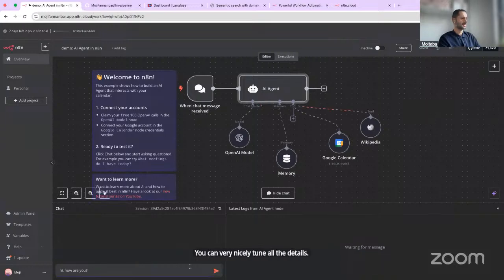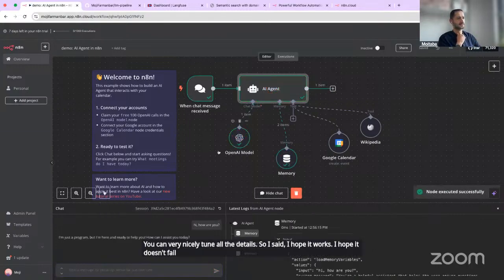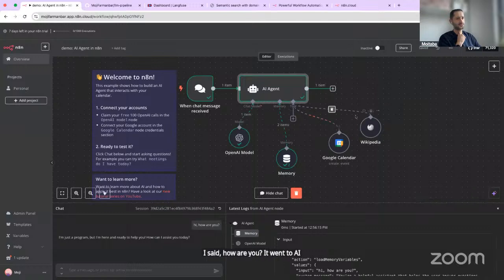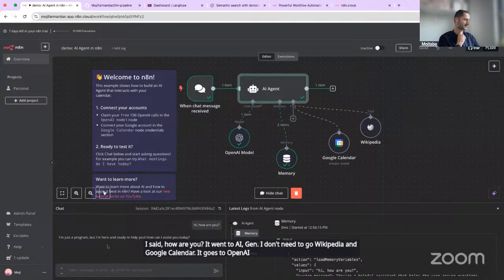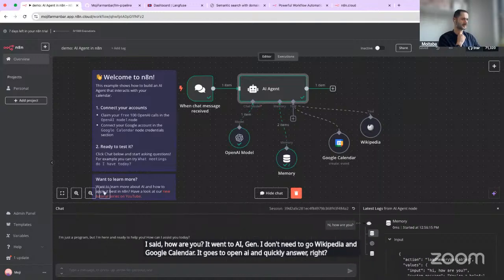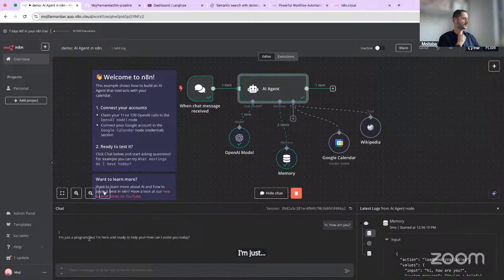So I said, I hope it works. I hope it doesn't fail. So I said, see, okay. I said, how are you? It went to the AI agent. I don't need to go to Wikipedia and Google Calendar. It goes to OpenAI and it quickly answers, right? I'm just a program, but I'm here ready to help you. How can I assist you today?